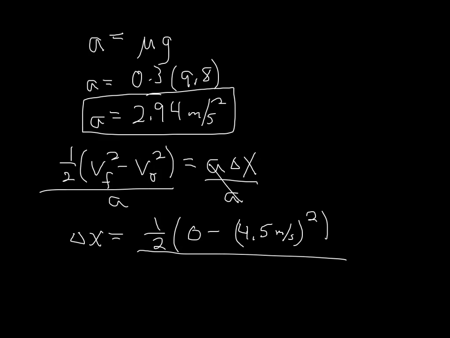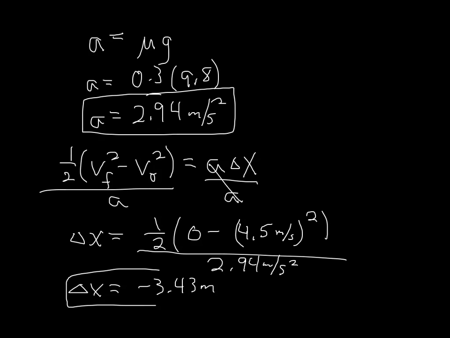Meters per second squared, divided by your acceleration of 2.94. And you'll find a delta x equal to negative 3.43 meters. Negative because his motion was actually opposite the direction the friction was.